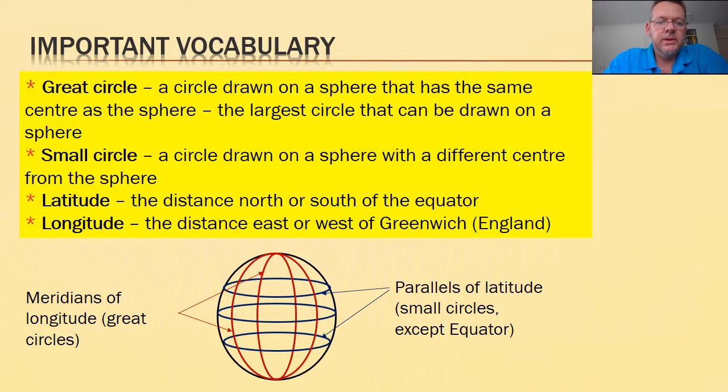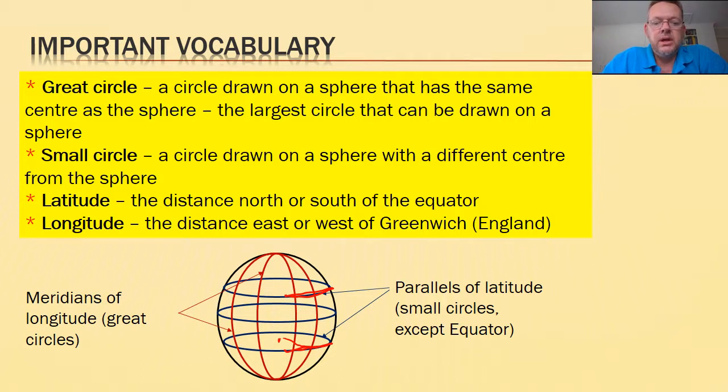So let's think about this terminology. When we think about the Earth, there are great circles and small circles. So a great circle is a circle drawn on a sphere that has the same center as the sphere. This is the largest circle that can be drawn on a sphere. A small circle is a circle drawn on a sphere with a different center from the sphere's. So for example, this one here and this one here are going to be small circles because the radius will be in there. And so it won't go directly to the center of the sphere.